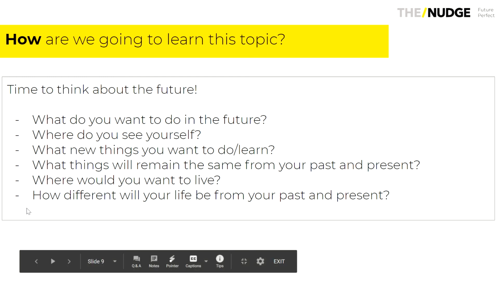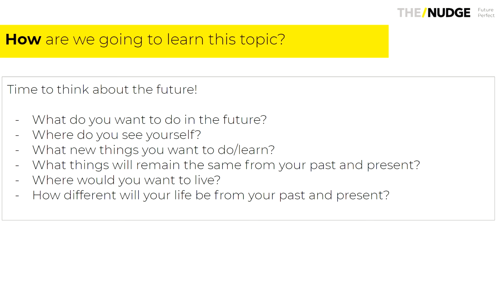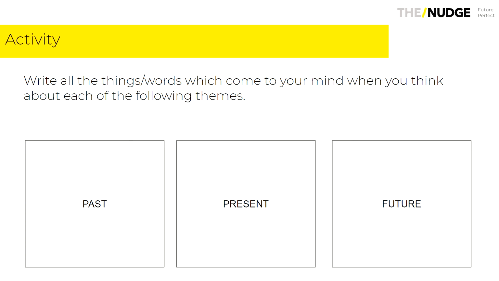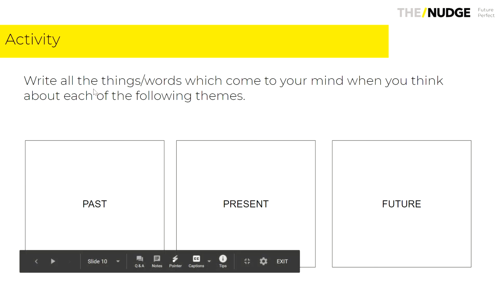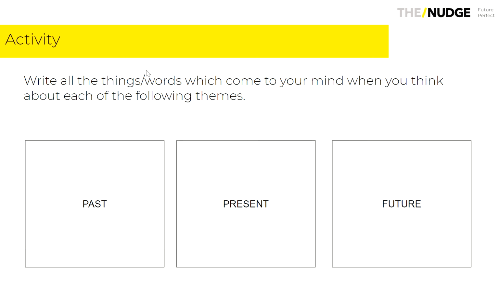Now, these are some very interesting things that you can talk about, either about your past, your present, and your future. Hopefully, you have thought about these things already because it's time to put them into a proper story through an activity. So, before we do that, let's look at what this activity has asked us to do. We are going to write down all the things and words, just certain things and words, not a story, that come to our mind when we think about each of these following themes.